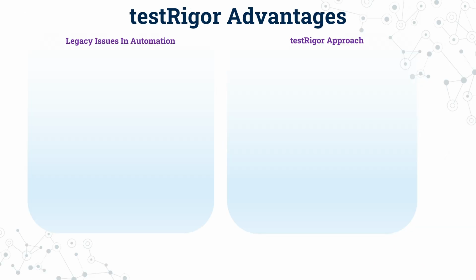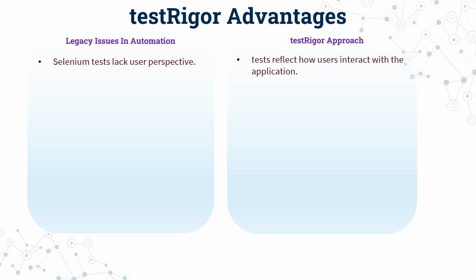Now let's see how testRigor is beneficial over existing automation issues. Selenium tests are not truly from the user's perspective because they consider underlying implementation details. So in other words, it is not black box testing, which isn't ideal for end-to-end tests. However, testRigor builds up test cases in plain English, so it reflects user interaction with the application.